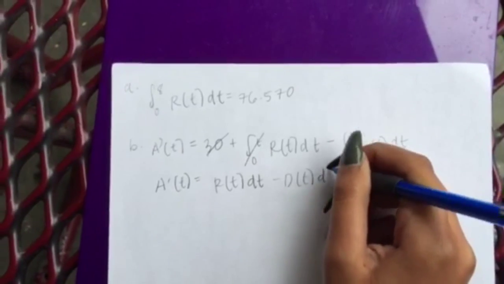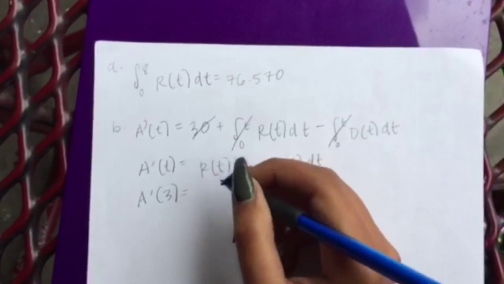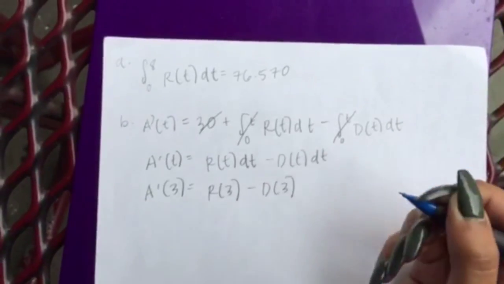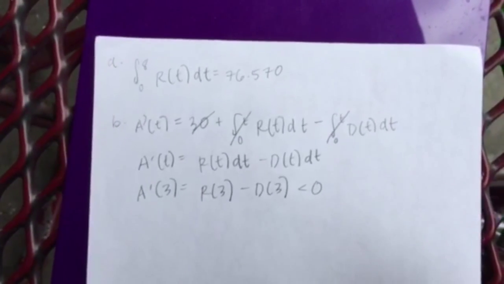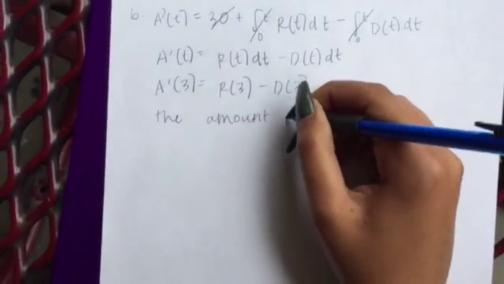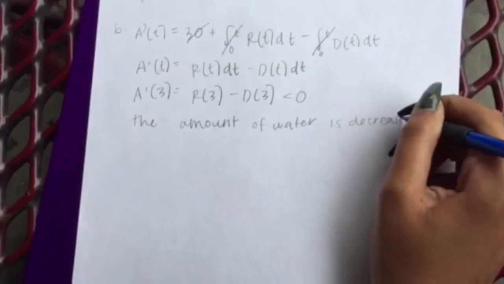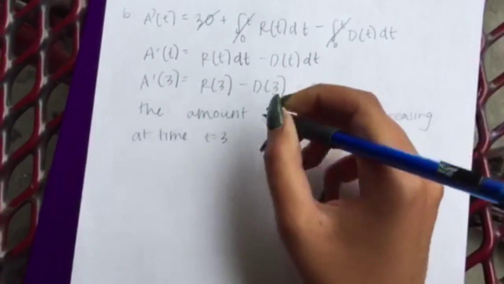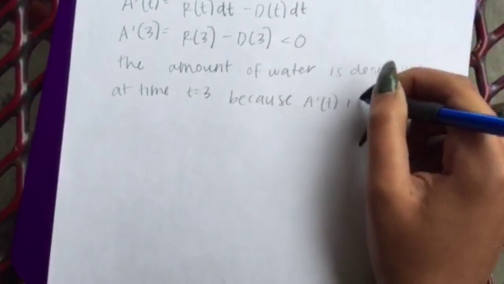And then we're figuring out for it at time equals 3. So you just plug in the 3. And when you plug that into the calculator, it's less than 0. And since it's less than 0, we have to write that the amount of water is decreasing at time t equals 3, because the derivative of A of t is negative.